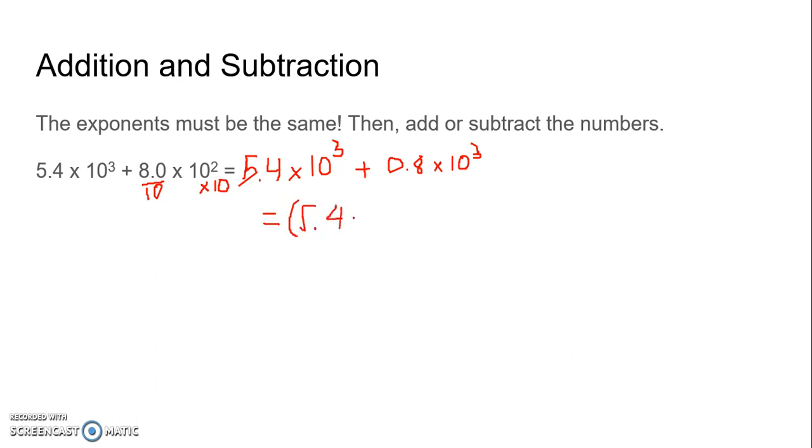So in this case you have 5.4 plus 0.8, and then you have the common factor here, times 10 to the third power. So 5.4 plus 0.8 is 6.2 times 10 to the third power. Here again you check that 6.2 is smaller than 10 and greater than 1, so this number makes sense.